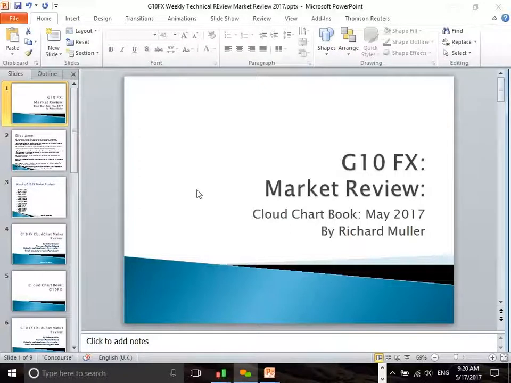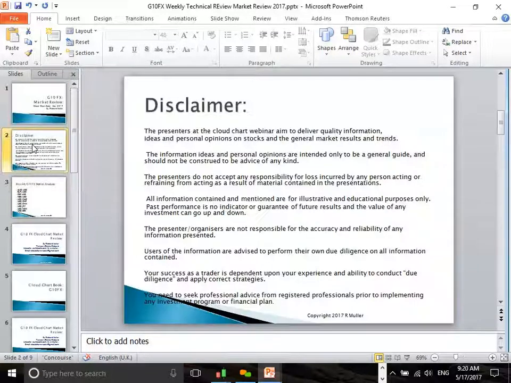Good morning, everybody. It's the 17th of May, and this morning I'd like to do the G10 FX review. There's been quite some price action in the market, and we'll be looking at the G10 currency pairs.